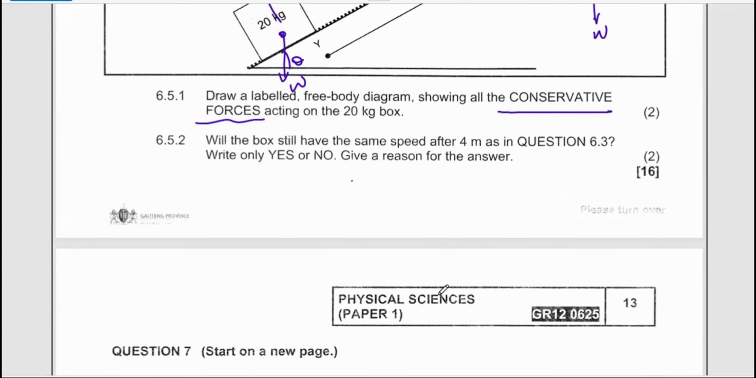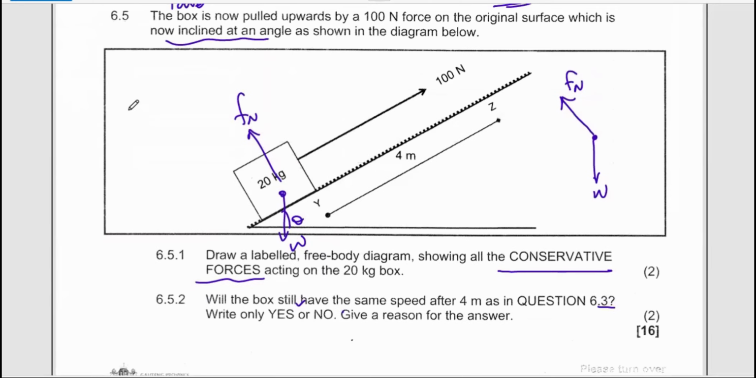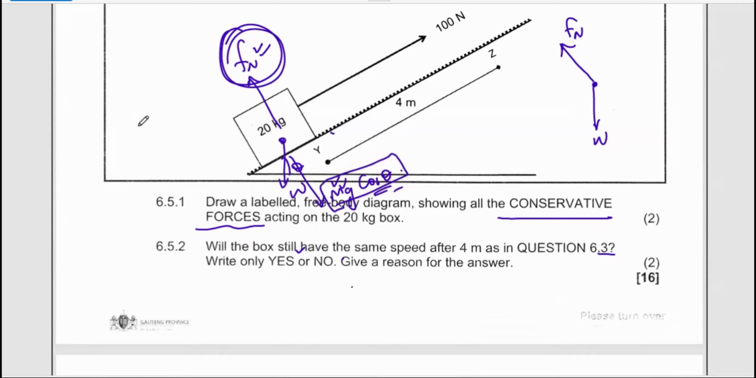Then, will the box still have the same speed after the 4 meters as in question 6.3? Only yes or no. Now, the incline presents two components of the weight, and our frictional force depends on the component mg cos theta. So instead of depending on the entire weight, it depends on just a portion of it, meaning that the frictional force is going to decrease.